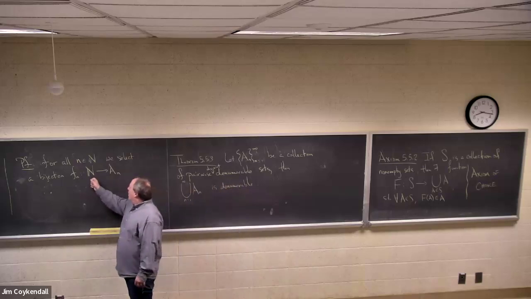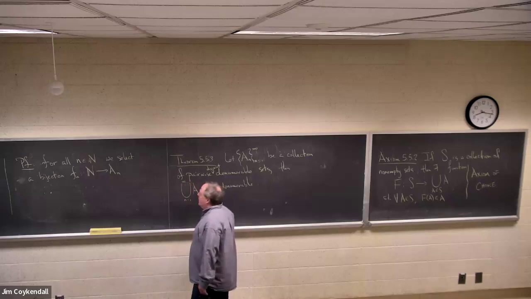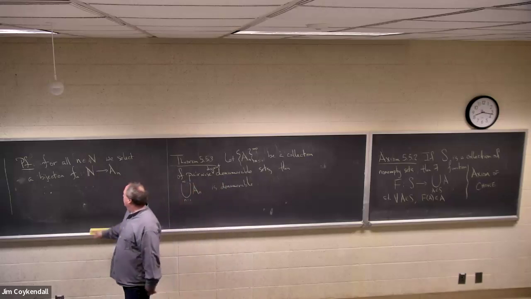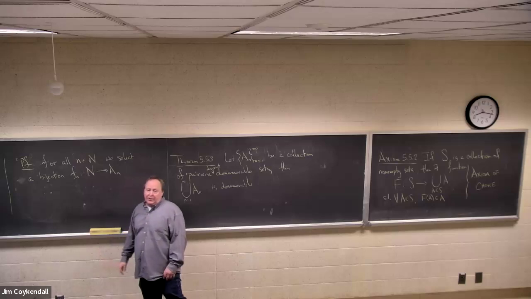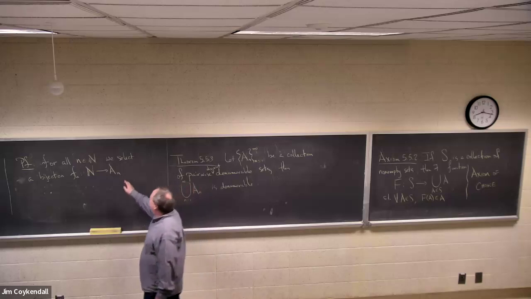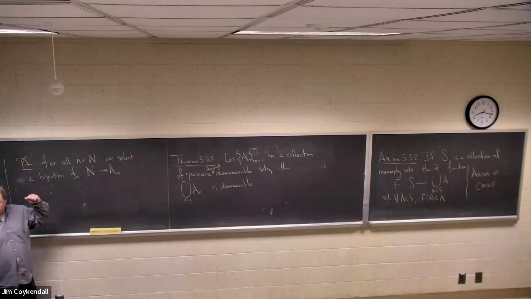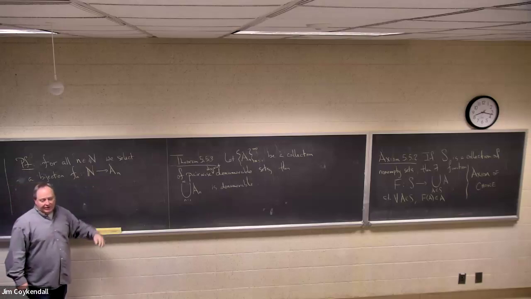So what do I know? I know that every one of these A_n is denumerable, right? What does that mean for it to be denumerable? It's a one-to-one correspondence with the natural numbers. There might be many such bijections. But for every one of these sets, I pick a bijection that takes the natural numbers into A_n.